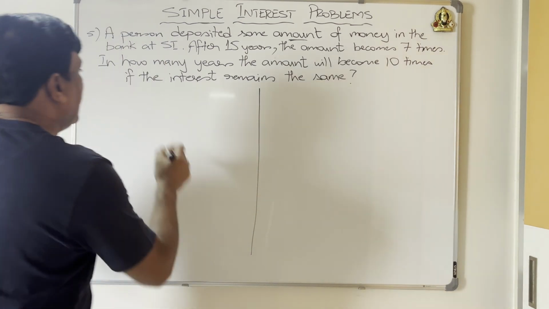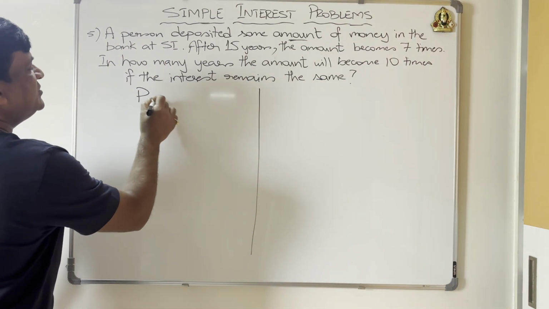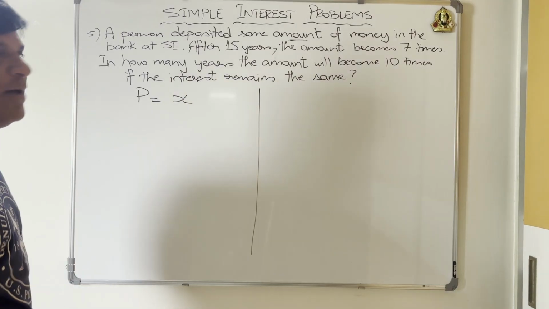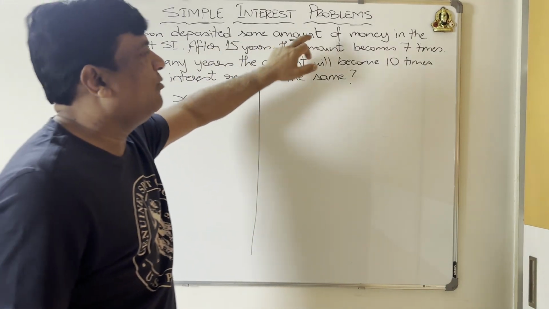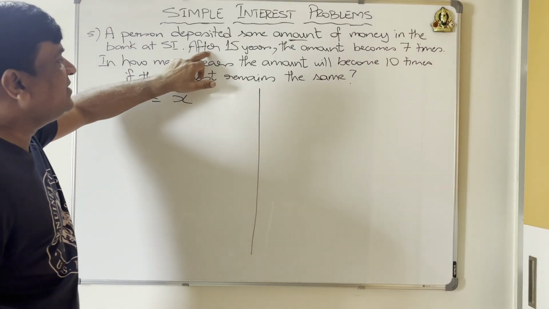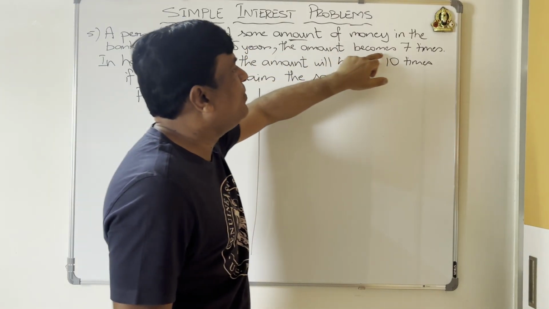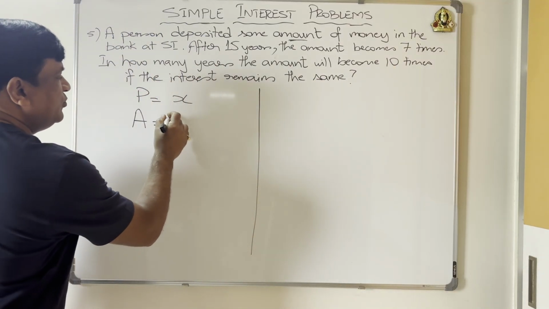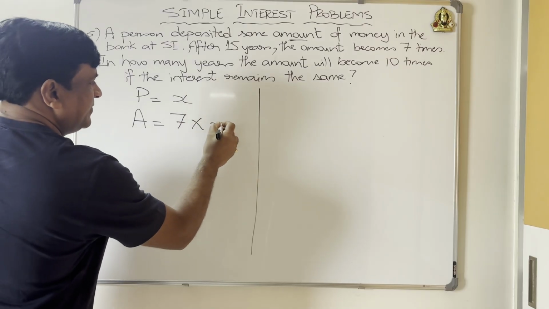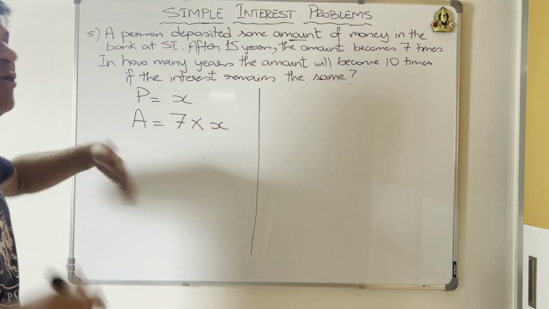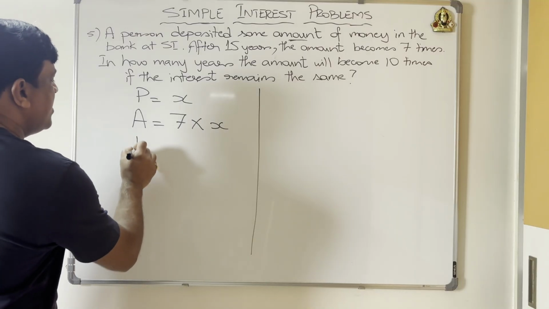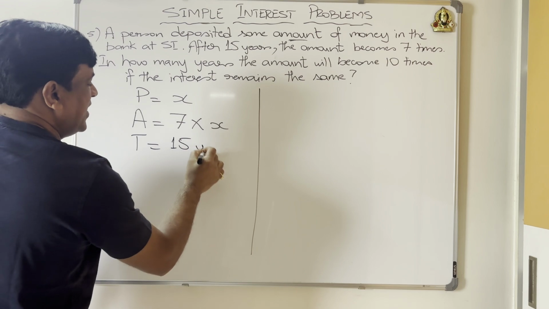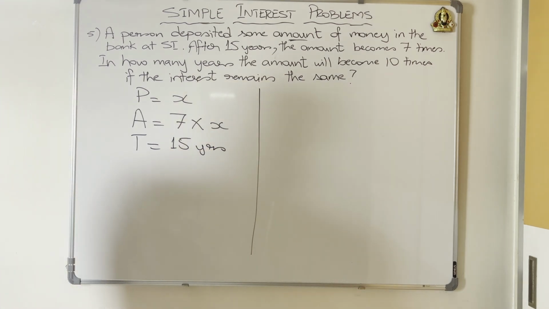If you look at it, let the principal amount which the person has deposited in the bank be X. You don't know the amount. They just mentioned some amount. Now they're saying that after 15 years, the amount becomes 7 times. So your amount will be equal to 7 times of X. Make sense? That is the amount you are going to get back, right? And your time is 15 years in the first case, right?